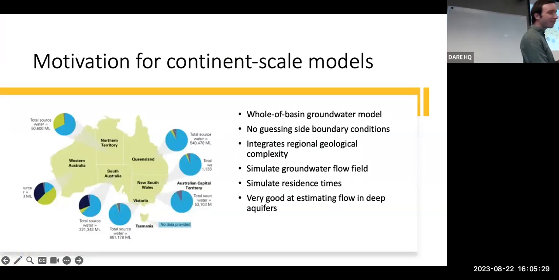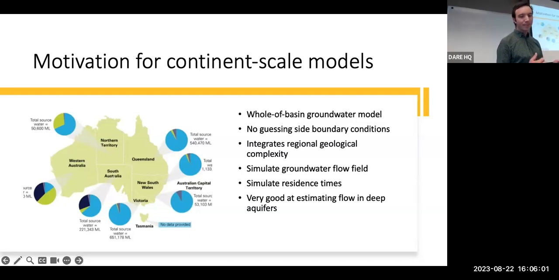So a bit of motivation, firstly, for why we would consider continental scale models. Well, firstly, we consider the whole of the basin. So we're not just focused in on one regional area. We're zooming out, so we have a very large area to look at. The advantage of doing this is that we don't have to impose any boundary conditions along the side walls of the model. So we don't have to guesstimate what the fluxes in and out of the box are. We treat the whole system as a whole.